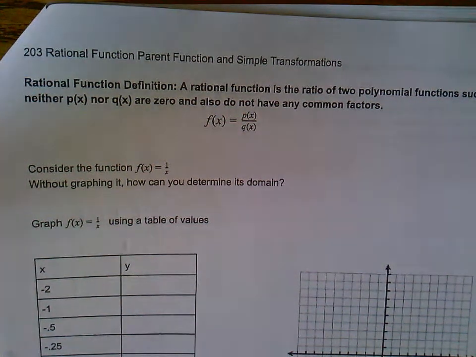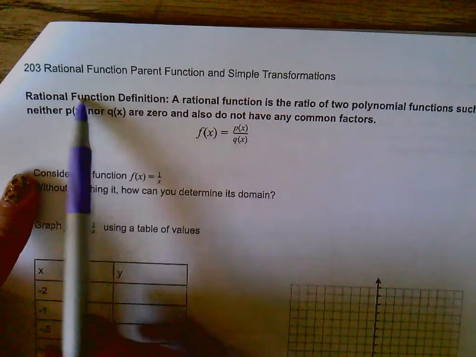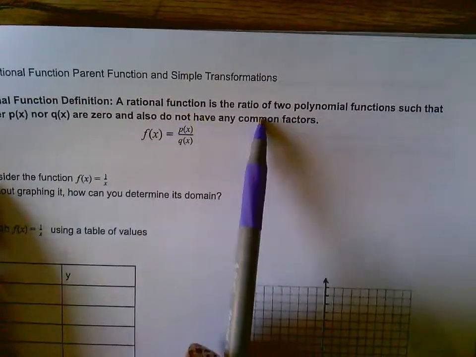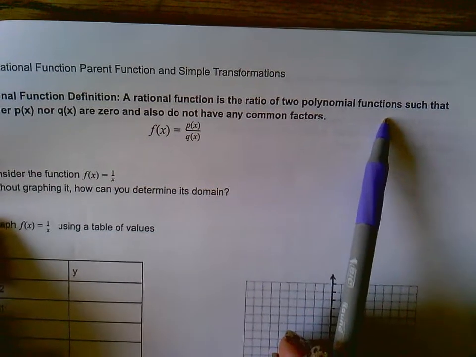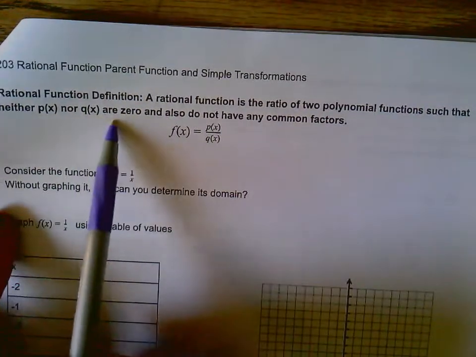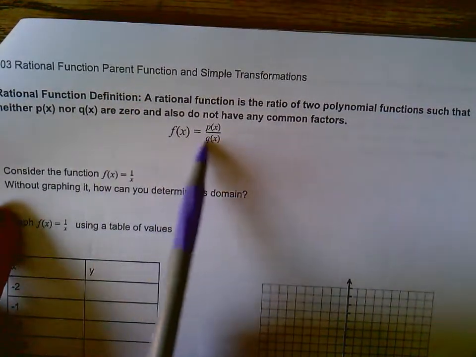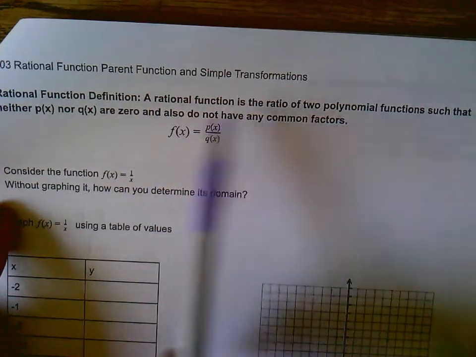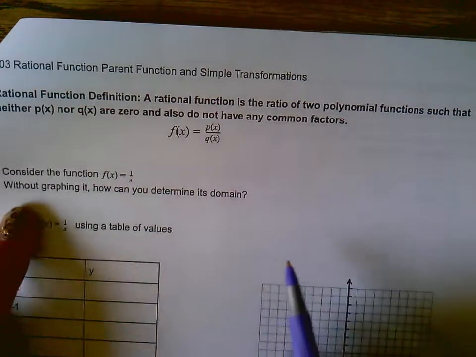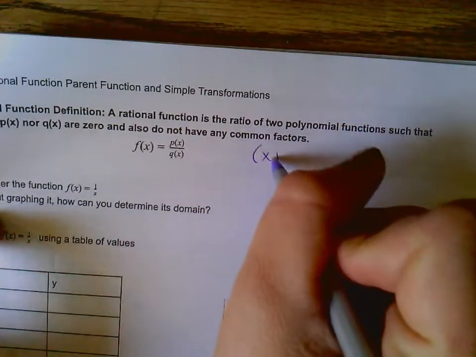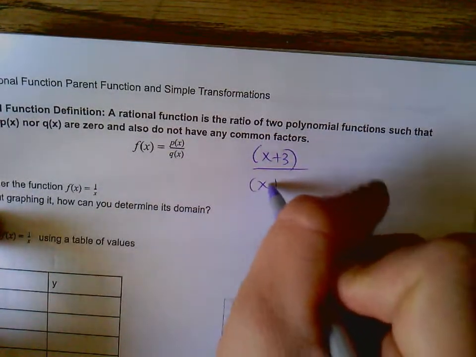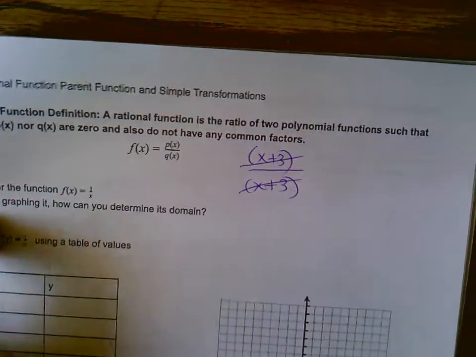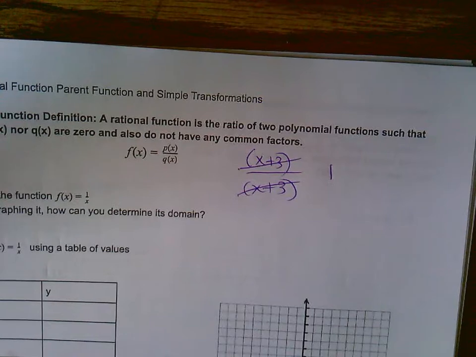Okay, so here is the first day that we're actually defining what a rational function is. All it is is the ratio of two polynomial functions such that neither of them are 0, because you can't divide by 0, and they do not have any common factors. So what does a common factor mean? You can't have x plus 3 over x plus 3 and call that a rational function, because they'll just cancel each other out, right? And then you just have a constant function of 1.